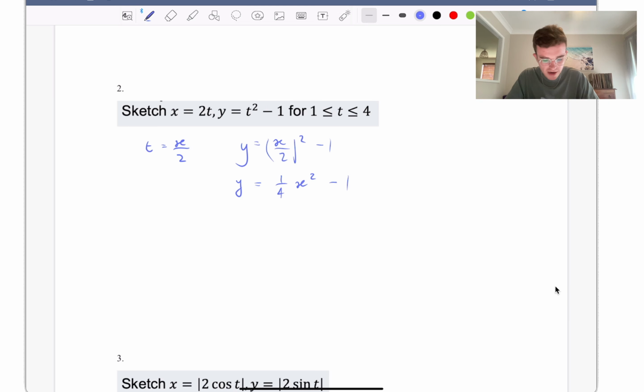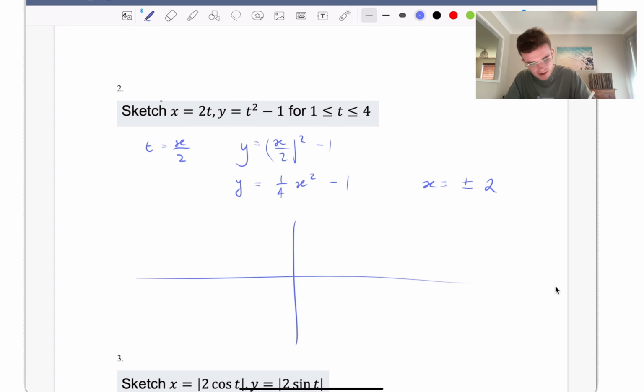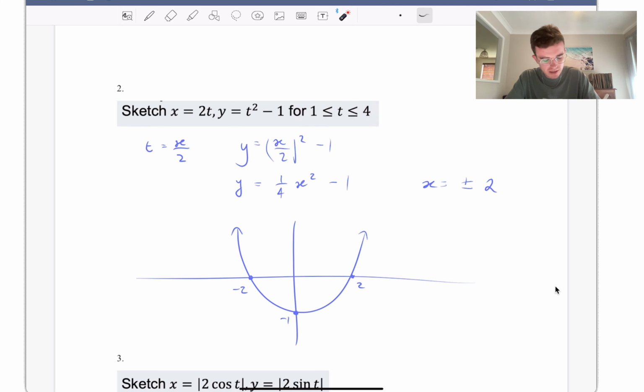If you want to find the x and y intercepts of that, you're going to get x is equal to plus or minus 2. So this is a parabola moved down by 1, and the intercepts are plus or minus 2. And that's minus 1. But we can see that t is from 1 to 4. So when t is 1, x is 2. And when t is 4, x is 8. So we're only graphing this function, this graph from 2 to 8.